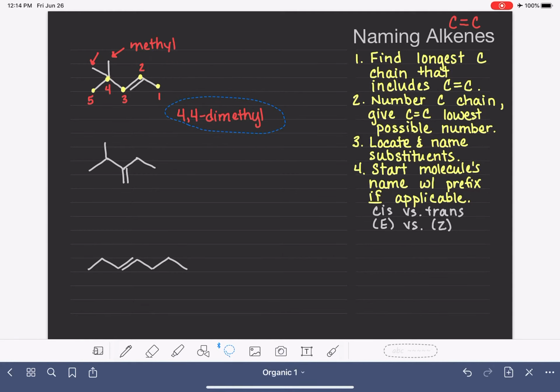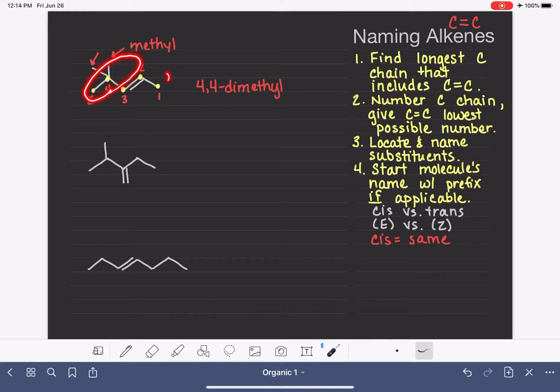And then we can do step 4, put the prefix for cis versus trans. This molecule does have stereochemistry, so we do have to indicate the prefix. And let's put our reminder. Cis is when we have 2 substituents that are on the same side of the double bond. So we want to look at this side of the double bond. We want to look at this side of the double bond. We want to find something that is present on both of those sides.